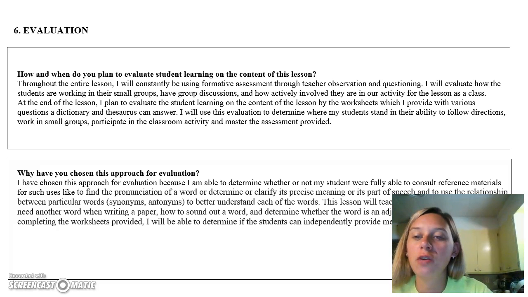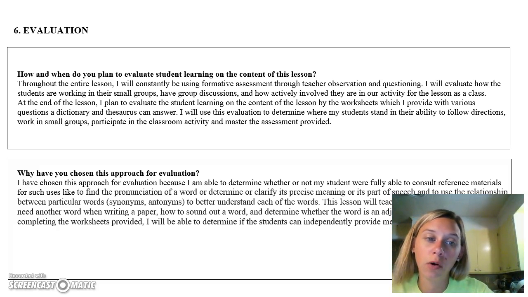This lesson will teach students where to go when they need another word when writing a paper, how to sound out a word, and determine whether the word is an adjective or a noun. By the students completing the worksheets provided, I will be able to determine if the students can independently provide me with this information.